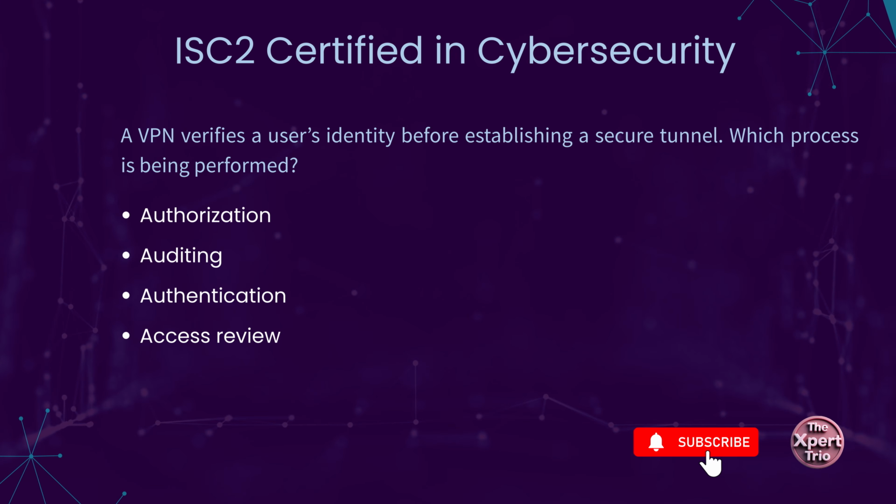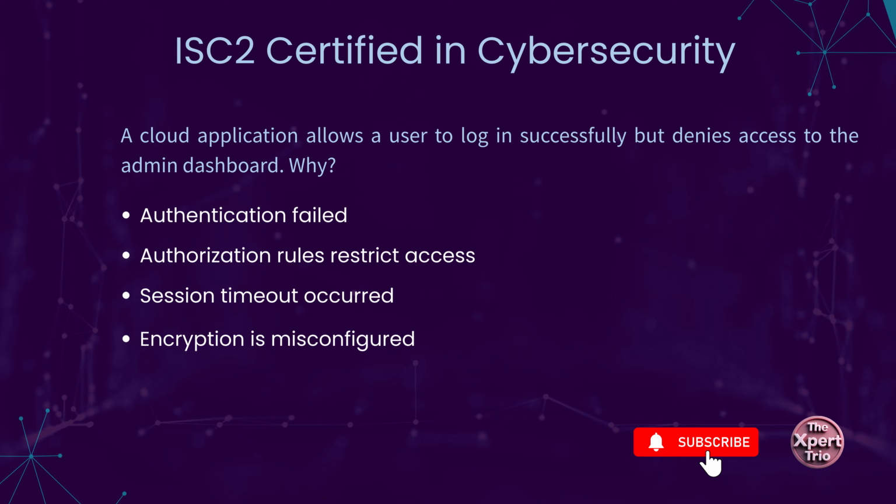A VPN validates a user's identity before allowing a secure tunnel to be established. Which security process is taking place? Options are authorization, auditing, authentication, access review. When we check the given options, the VPN first validates the user's identity before creating a secure connection. Verifying who the user is is the process of authentication, not authorization or auditing. Answer: authentication.